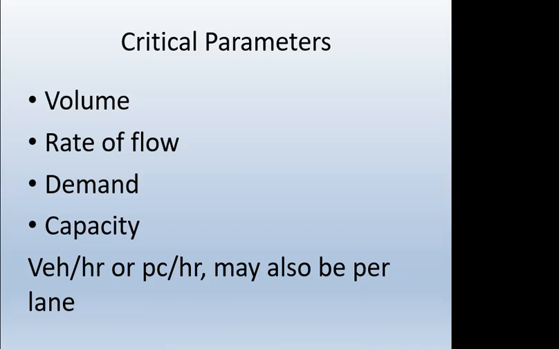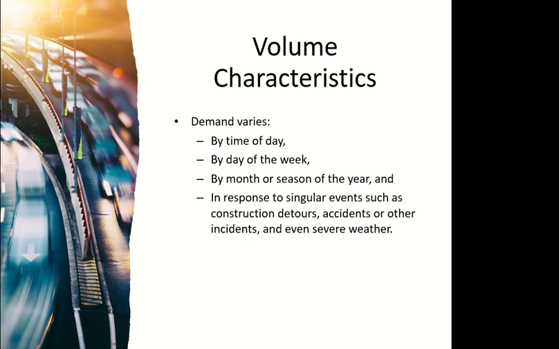Okay, so we already know about these four parameters, and all of them can be in vehicles per hour, and later on we will see them in passenger cars per hour as well. So PC means passenger cars per hour. So the main point here is the volume. So we are doing the volume studies.